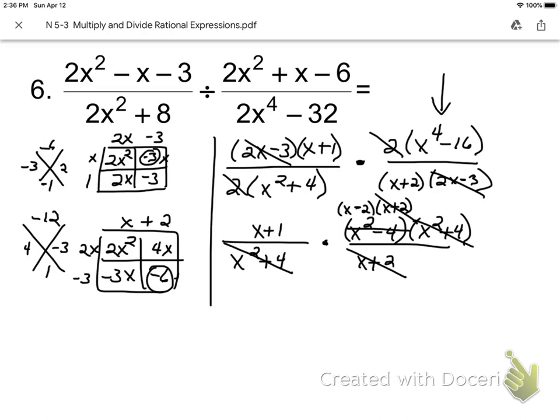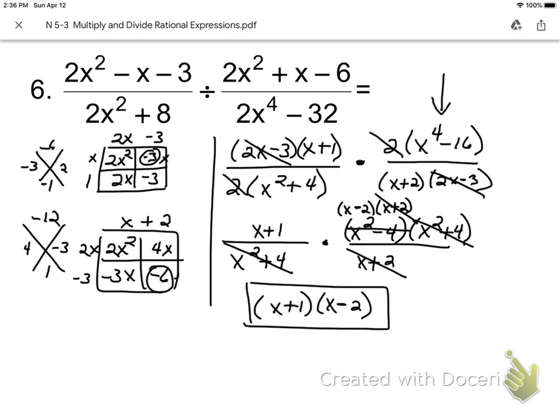And so what's left uncanceled is x plus 1 times x minus 2. And that would be your answer for that one. Nothing's left in the denominator. The only two factors that are left are in the numerator.